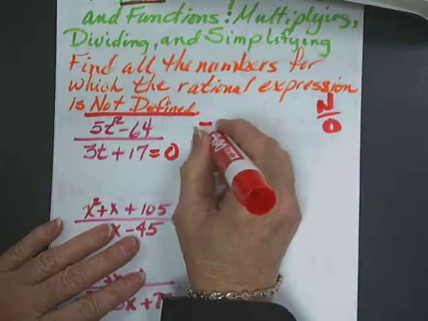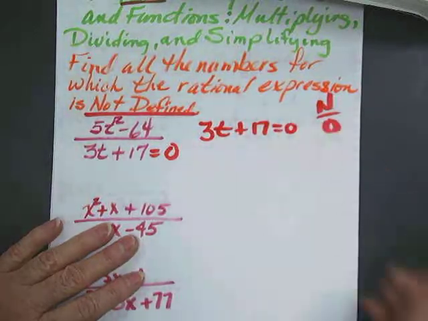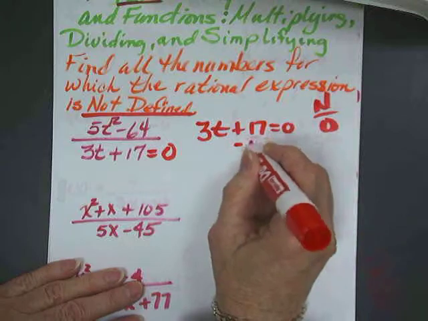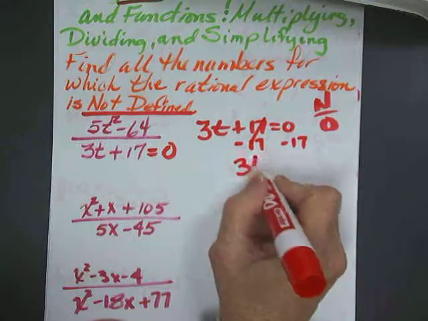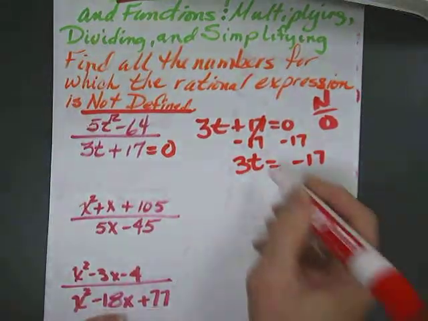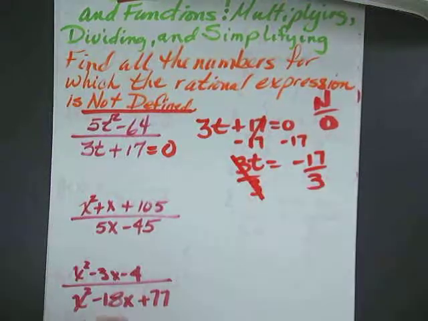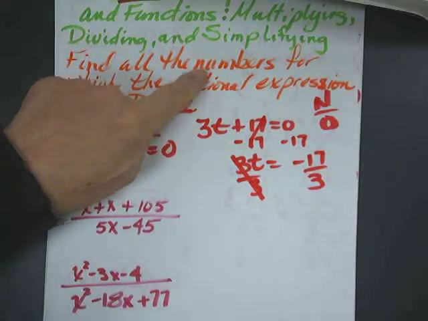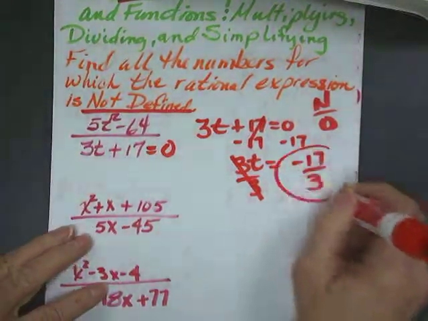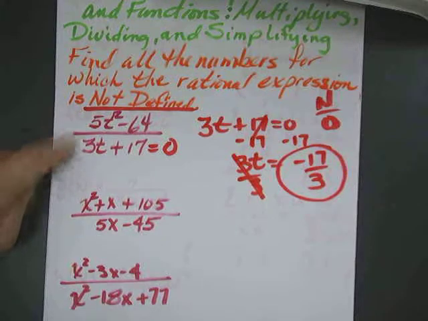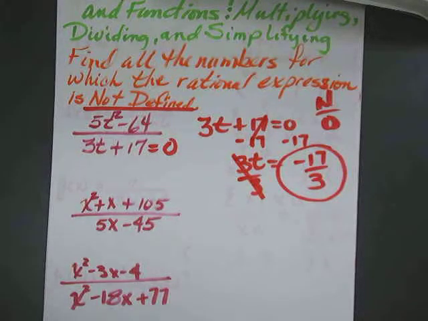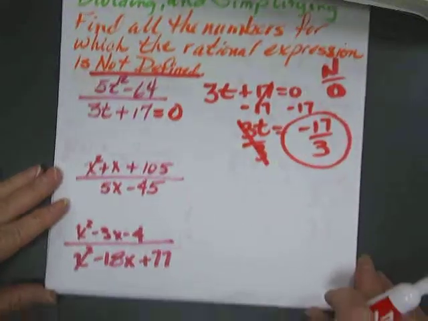Okay? So we said we have 3t plus 17 equals 0. So solve for t. Solve for the variable. We have 3t equals negative 17. Divide by 3. So there's only one number that will make this undefined, and it's not even a whole number. If t is negative 17 over 3, that would end up being undefined. It doesn't even matter what the top is. It's going to be some crazy number, but we don't even care.